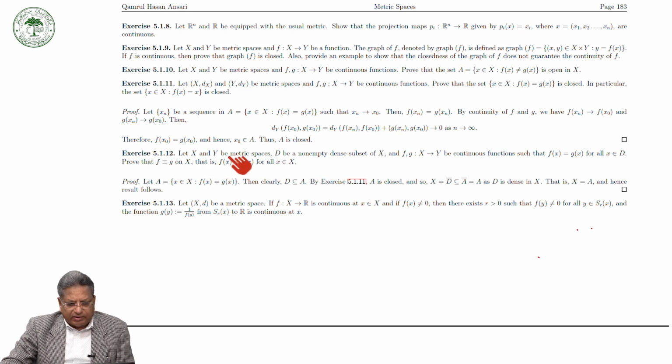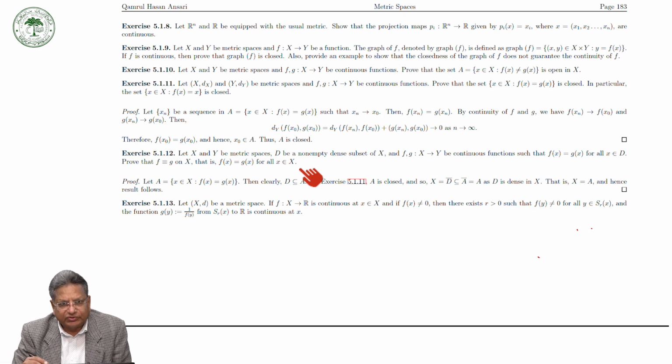Now, if X and Y are metric spaces and D is a dense subset of X, and f and g are continuous functions such that f of x is equal to g of x on the dense set D, then prove that f is equal to g on the metric space X. That is to say, f of x is equal to g of x for all x in X.